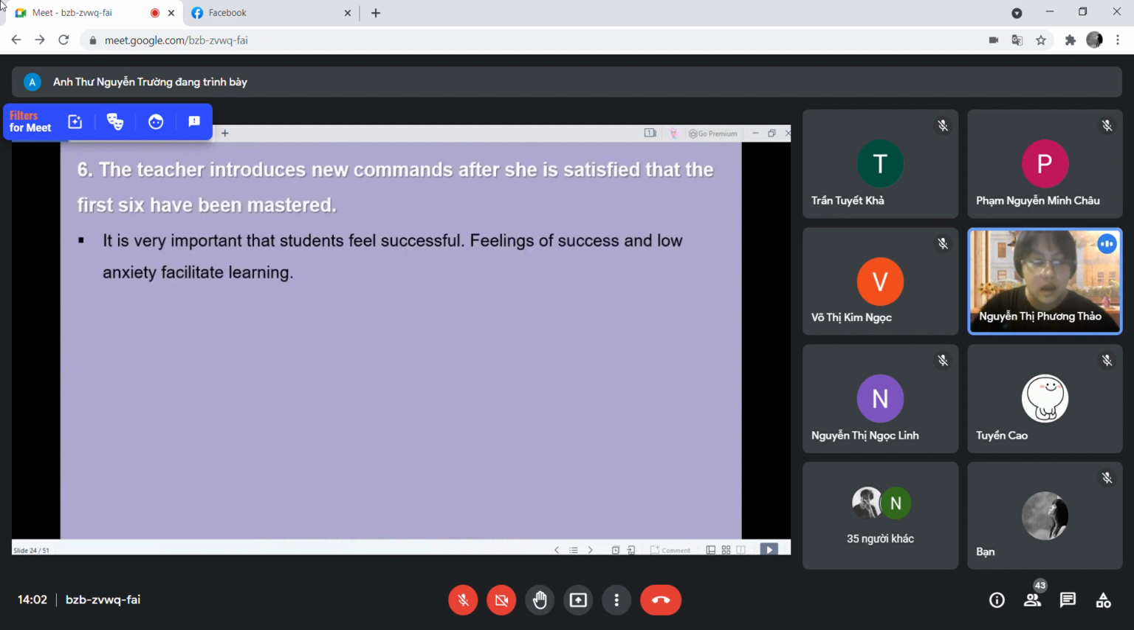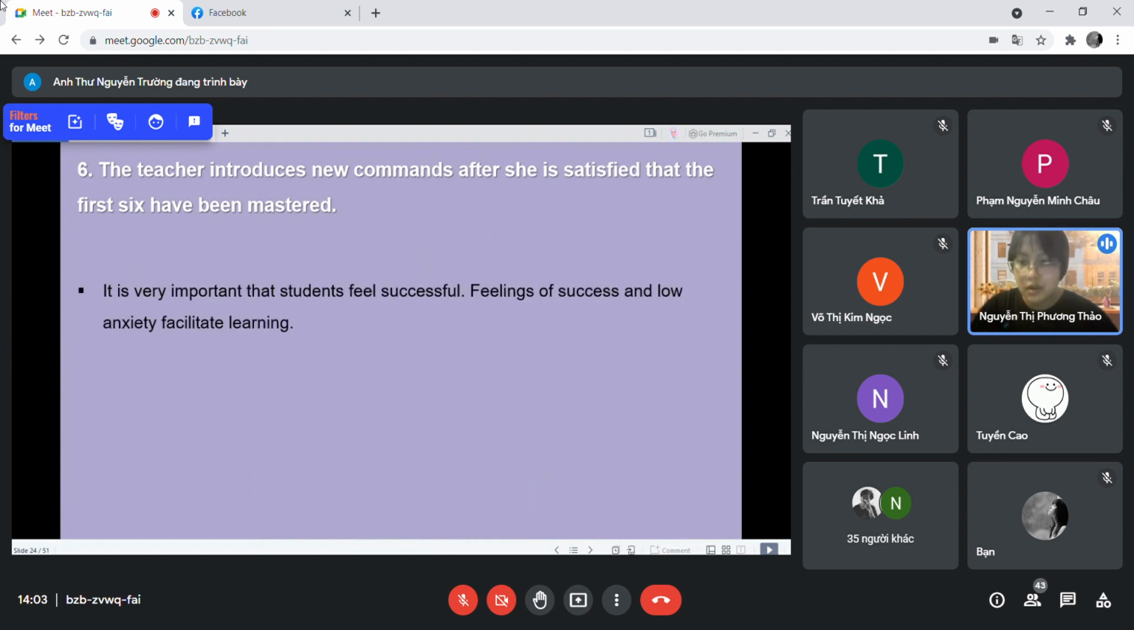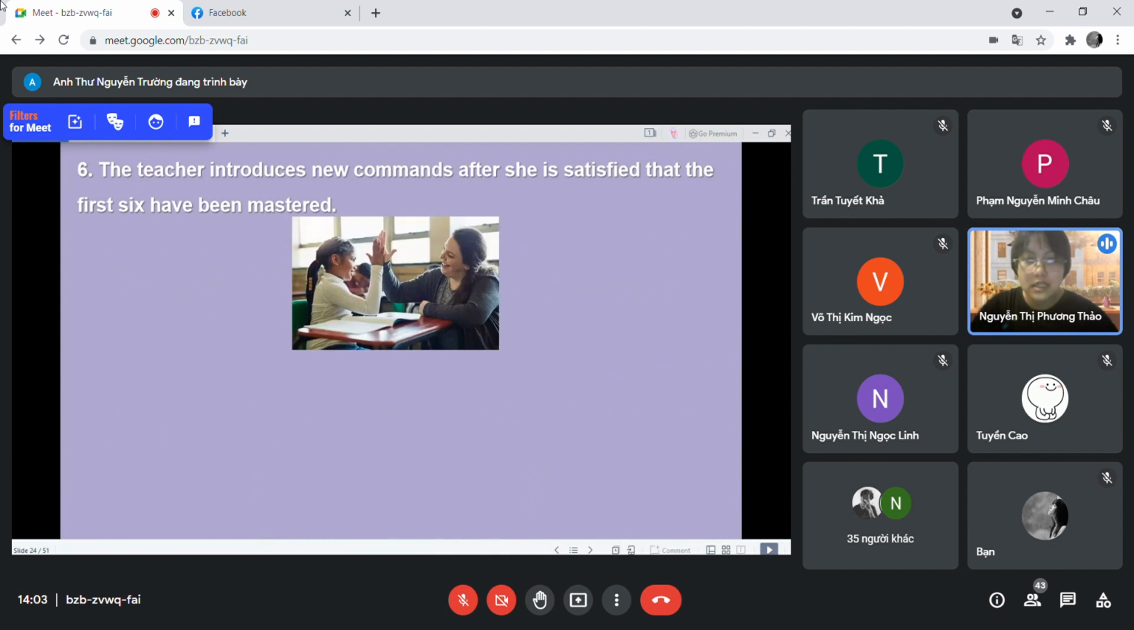The sixth observation is the teacher introduces new commands after being satisfied that the first six have been mastered. The teacher repeats commands several times so students can all remember perfectly. The principle is it is very important that students feel successful. Feelings of success and low anxiety facilitate learning. Feeling successful, maybe, produces higher quality efforts, learning more deeply, or performing better in classes.